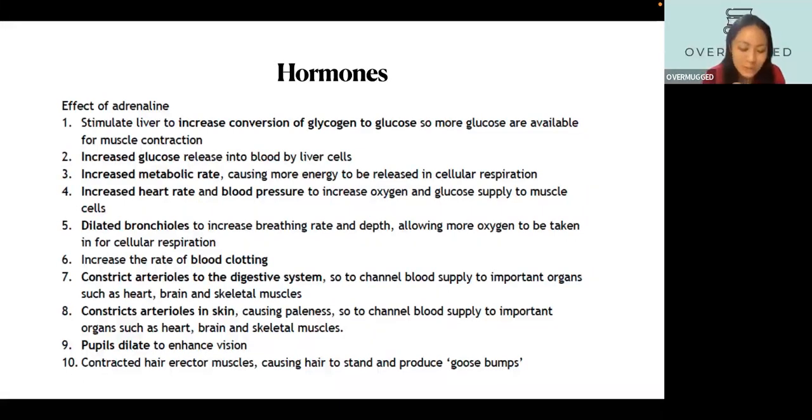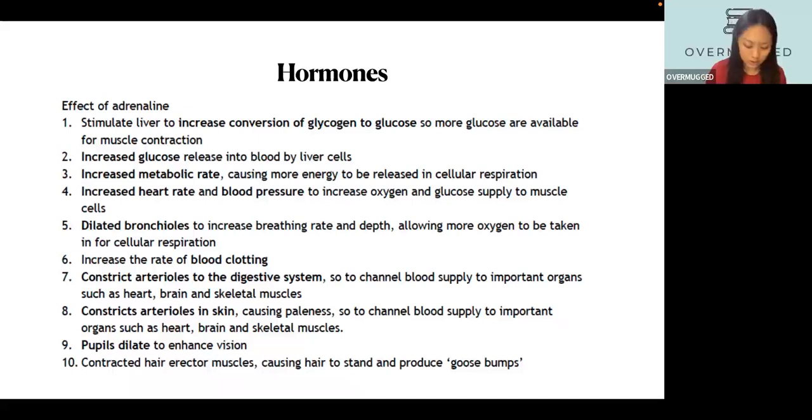And then for all these points, just think of it as if you are running away from a tiger. Because adrenaline is fight or flight, right? So it's either you fight a tiger or you flee from a tiger if you see one. Between running away from a tiger and fighting a tiger, I will choose to run away. So okay, let's say I'm running away from a tiger. What do I need? I'm running, right? So I need energy. So I need glucose, I need oxygen.